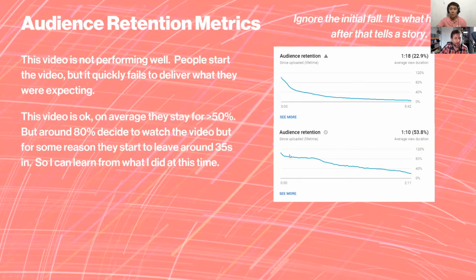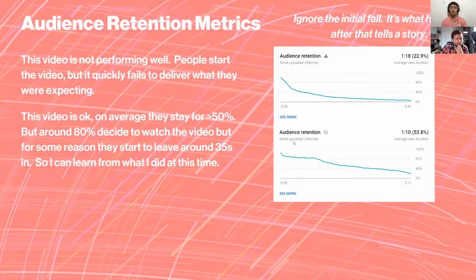Okay, now on average, about 80% of the audience decide to watch the video, but then suddenly they all start leaving about a third of the way through. And what I can do here is find that video and look at it and think, well, what did I do or say at that point that meant everyone left? And that's a really important thing to learn from. I can learn from the mistakes I made there. But actually, the video is going to do okay because on average, they're staying for the majority.